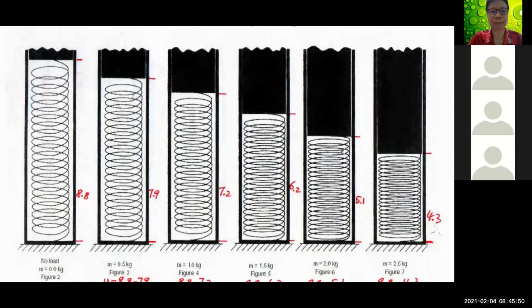Length of the spring: mine is, when you put 0.5 kilo, it becomes 7.9. When you put 1 kilo, it shortens and now becomes 7.3. And 1.5, it becomes 6.2. And when you put heavier, 2.0 becomes 5.1 and so on. Okay, please do it now, everyone, on your own paper. Your measurement may be different from mine, okay? Don't copy from my answer.